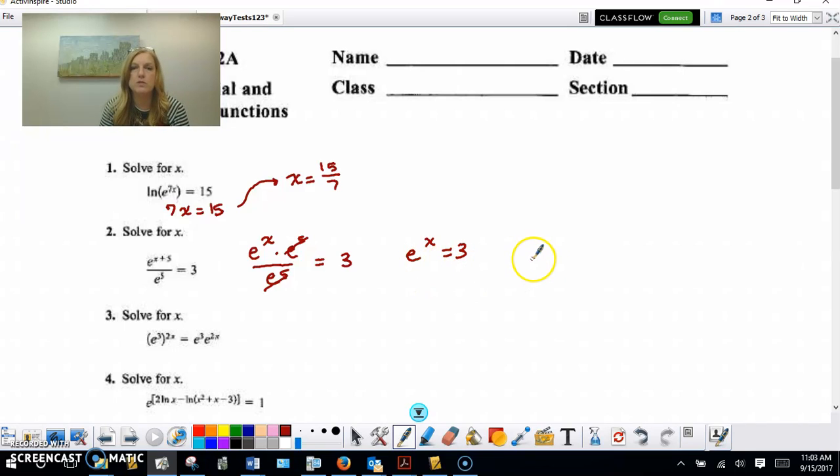Then take the log of both sides. So we would have the natural log of e to the x equals the natural log of 3, or x equals natural log of 3, because these are going to cancel out.